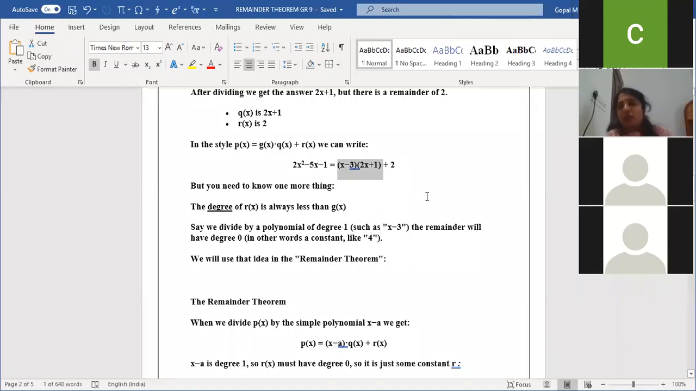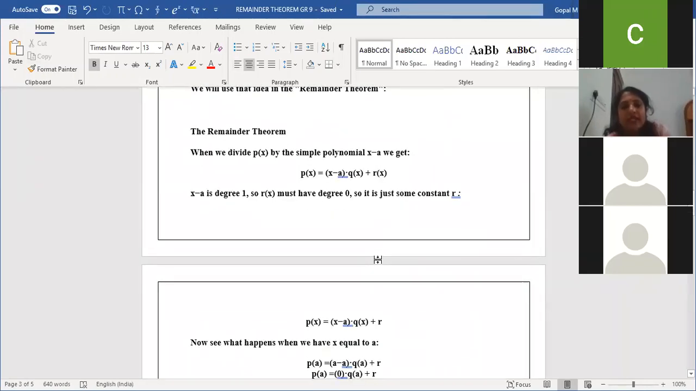If I'm dividing a polynomial by a quadratic polynomial, I have to get a remainder that is a linear polynomial, or less than quadratic. Am I clear, children? Yes, ma'am. The remainder degree will always be less than the divisor. That's what I'm explaining here. Whenever dividing by a divisor, the remainder degree should be less than the divisor. We will use that idea in the remainder theorem.